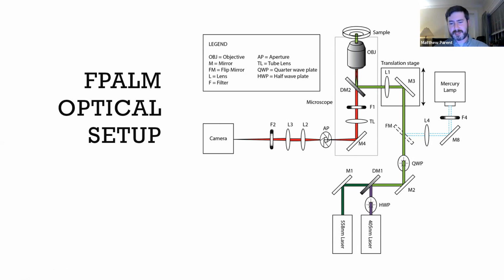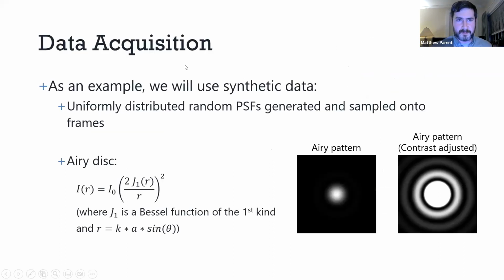Now, of course, there are variations of this system. There's all kinds. You could set this up in a total internal reflection mode where you get just a thin layer near your sample, or you can use a sheet, or you can do all kinds of things, but this is just to give you an idea.